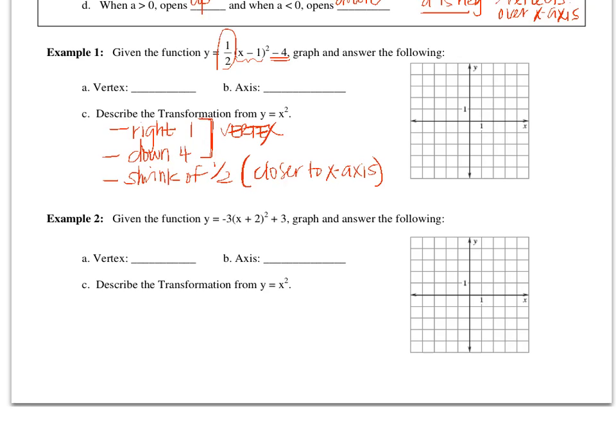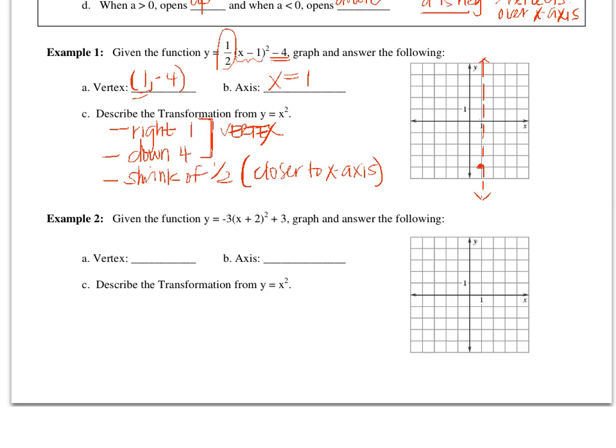So as I look at this, I can see that if I go right 1, I'm going to start at 0, 0, right 1, and down 4: 1, 2, 3, 4. Let's try and get the right point here. Over 1, down 4. This is where my vertex will be. So I have the point 1, -4. The axis of symmetry, again, is x equals, and it's always the x coordinate of my vertex, so x equals 1. I'm going to slide that in there as well.